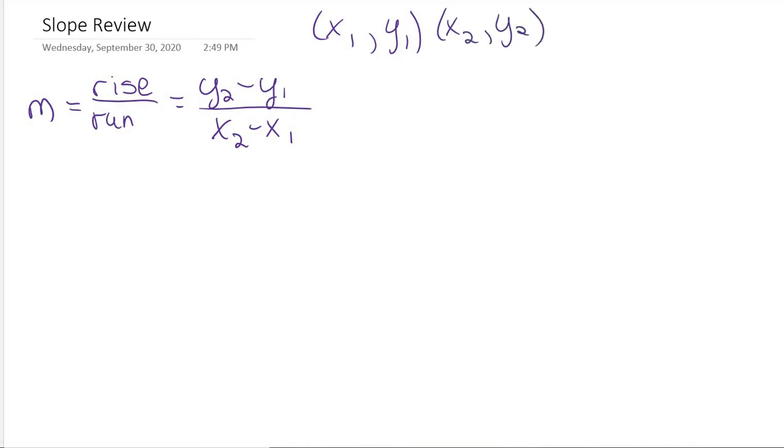The other formula you should be familiar with is the slope-intercept form of a line, where the slope is the value in front of the x variable. All right, so let's do a couple problems utilizing these formulas. The first, example 1, is just going to be find the slope given 2 points.